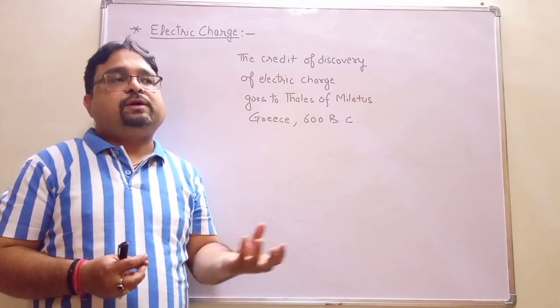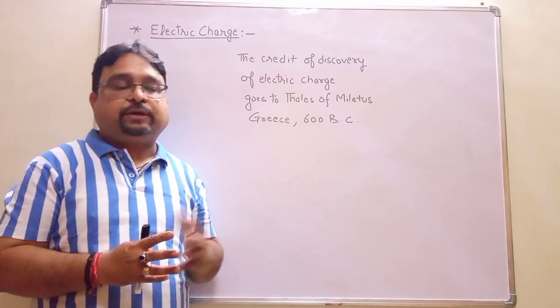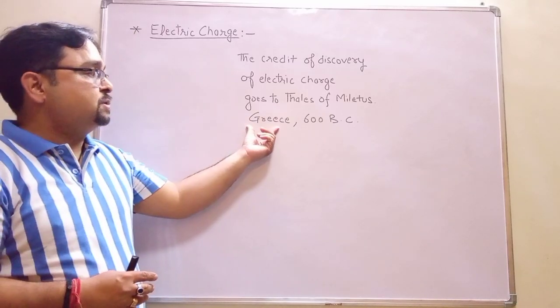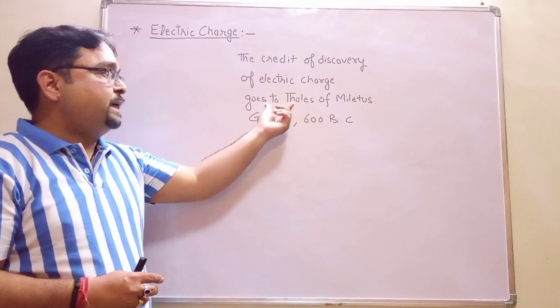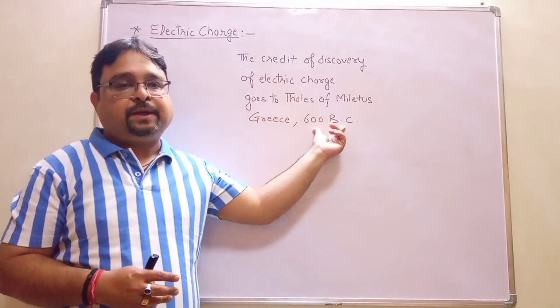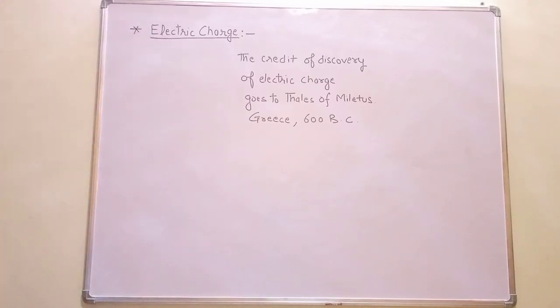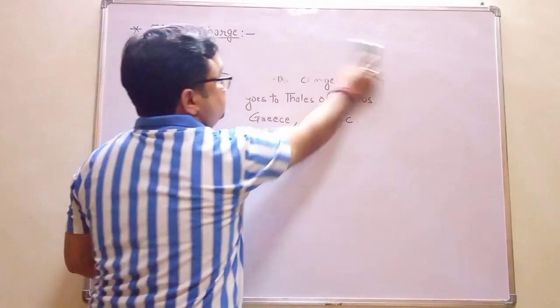So we can understand how the charge was discovered, how it was known to the humans in history. First time it was discovered by a scientist from Thales of Miletus, Greece, in the year 600 BC, and the experiment was done to understand the property of charge.